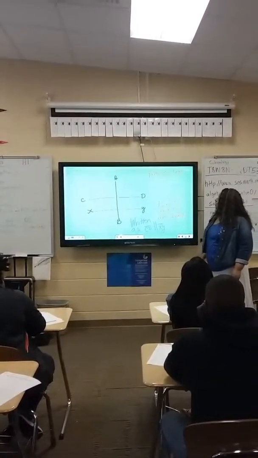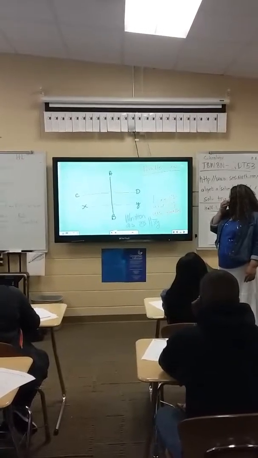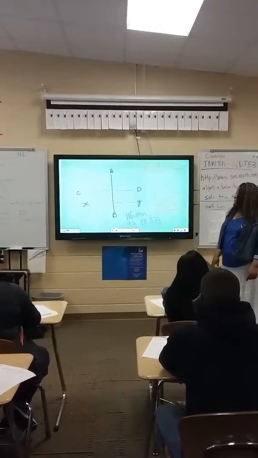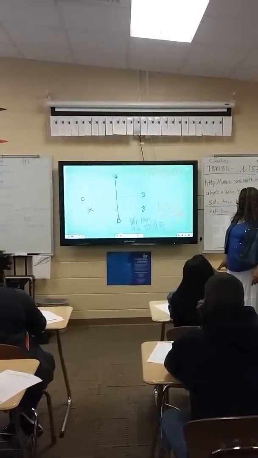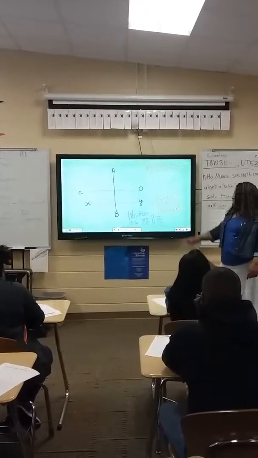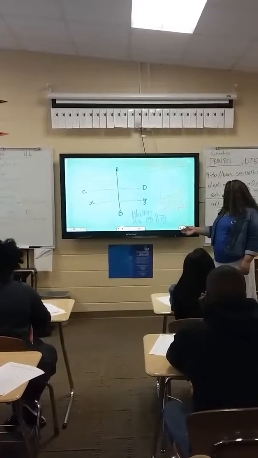Here we have an example of parallel lines. Can anybody identify which lines are parallel? CD and XY, and it is written as CD is parallel to XY.